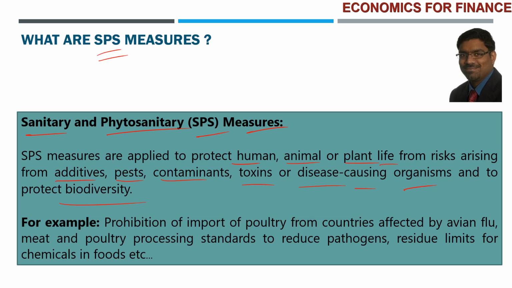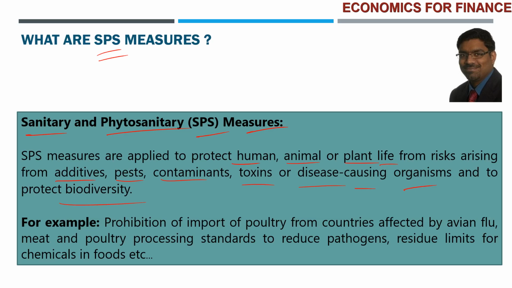We will take SPS measures, trying to restrict any of these things from entering our country, which can damage our people, our animals, our plants, or our biodiversity through additives, pests, contaminants, toxins, or any other disease-causing organisms. Such measures are called sanitary and phytosanitary measures.